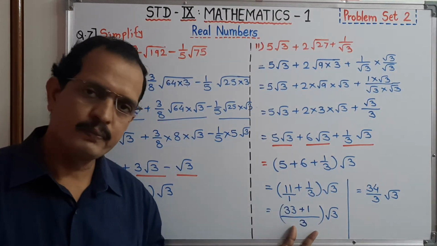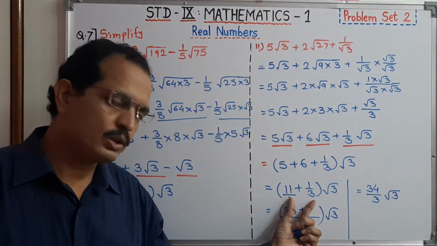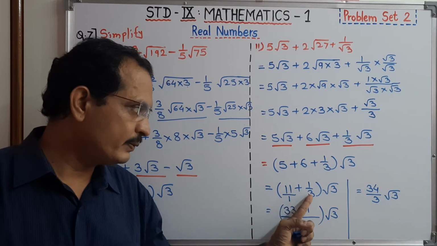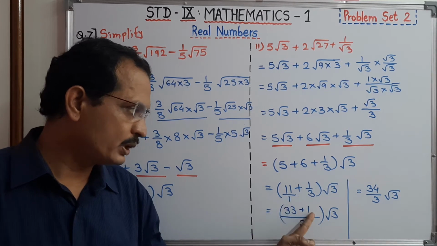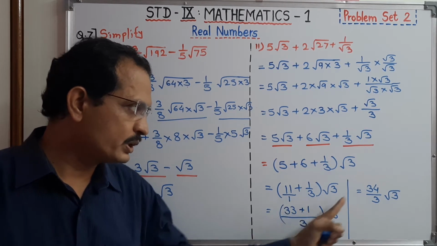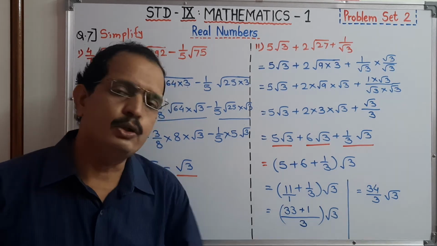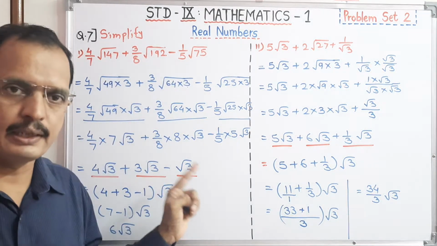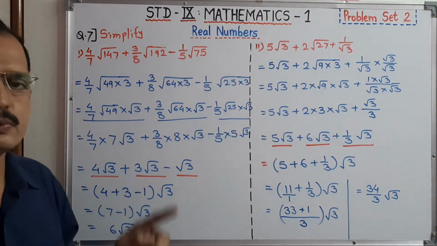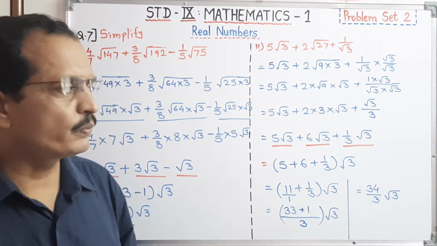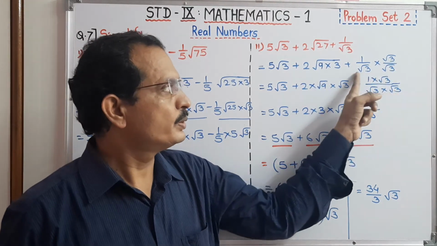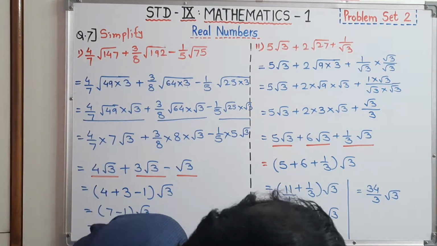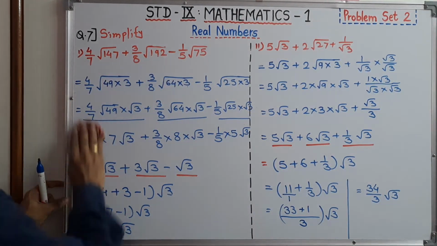Any doubt here? No. Denominators are not the same, therefore do the multiplication. 3 1s are 3, cross multiply, 11 3s are 33, 1 into 1 is 1, 33 plus 1, it is 34 upon 3 into root 3. Go through this sum again and again. It is very important from the point of view of the exam. Here also an important step is there. Got it? Now see the third sum from this question.